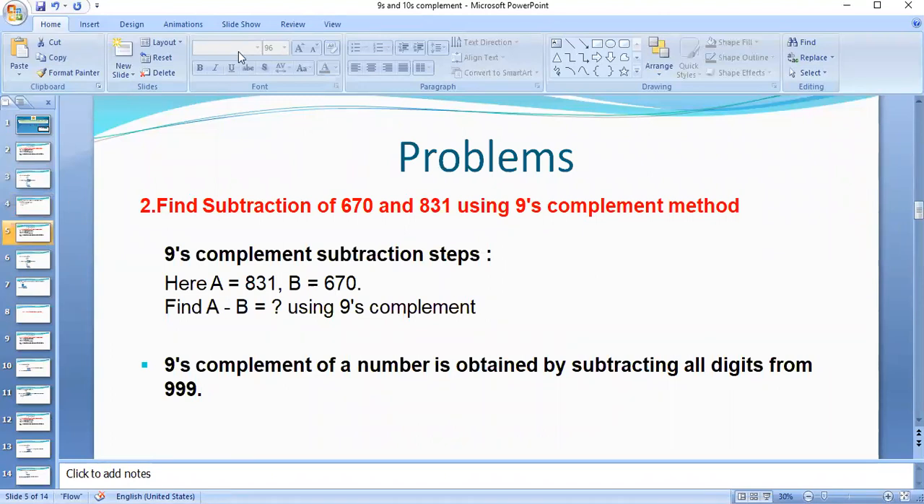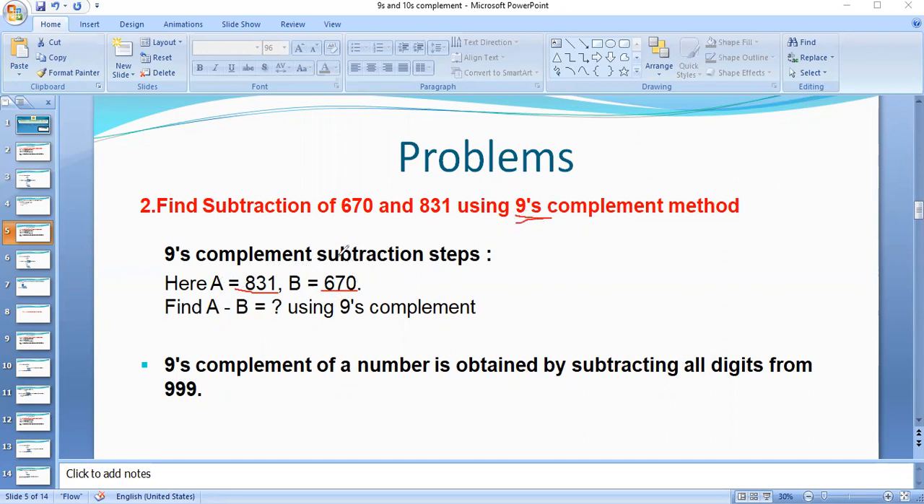Okay, see here, I am taking the same numbers as examples, but here I am taking 831 as the minuend and 670 as the subtrahend. Okay, so what we have to do? We have to perform a minus b. So this is the subtrahend and this is the minuend. So which procedure are we following? The 9's complement method.